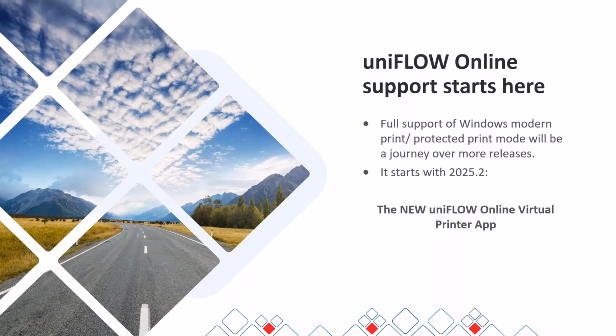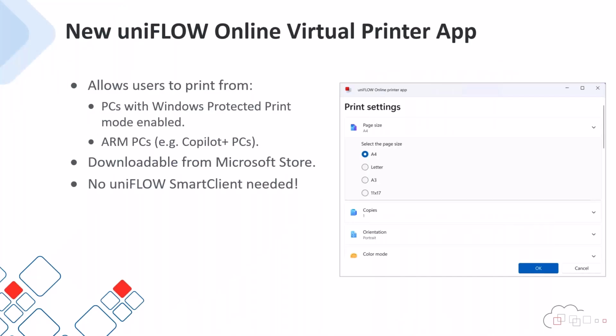So what I want to do now is just highlight the benefits of the virtual printer app in some detail. So this app allows printing from PCs with the Windows Protected Print Mode enabled, ensuring compatibility with the latest protocols, which is the IPP printing for remote printing across the internet, for example. It supports ARM PCs like Copilot Plus devices, basically reflecting the trend towards ARM architecture. It's easily downloadable from the Microsoft Store.